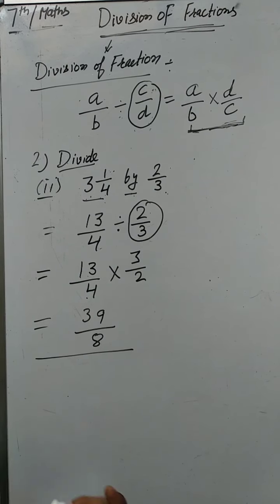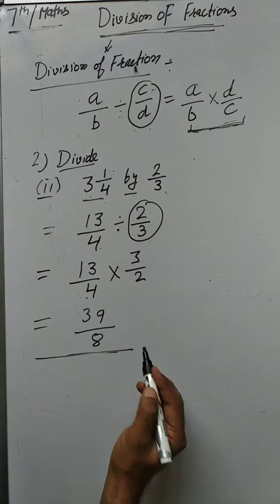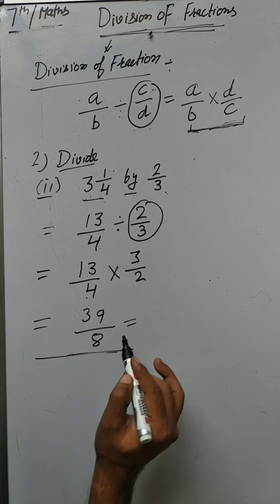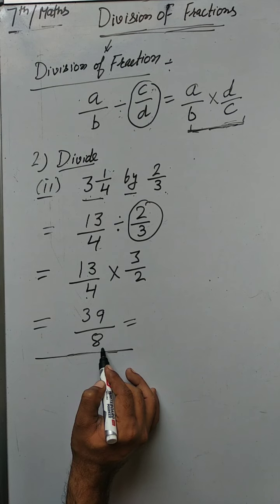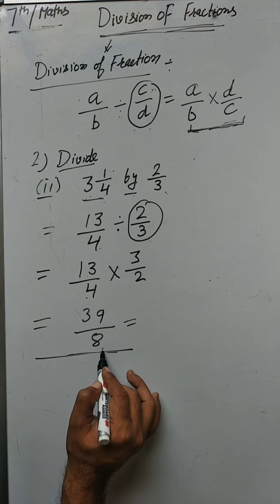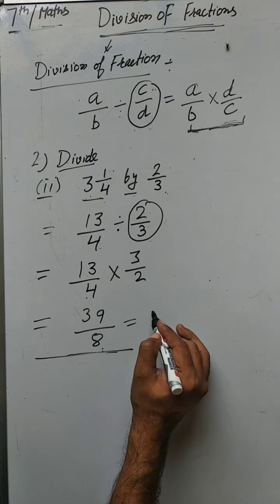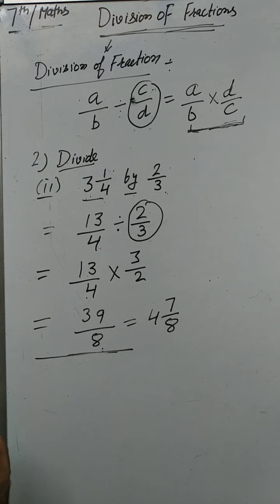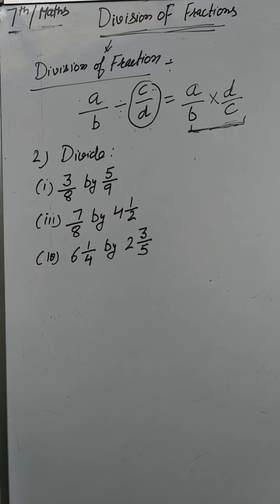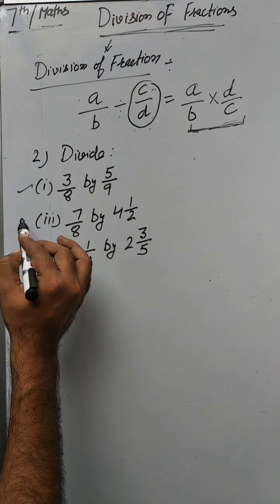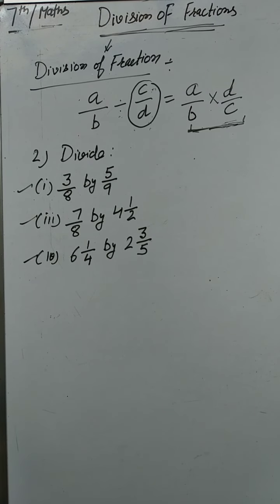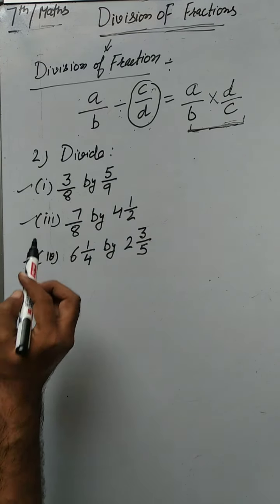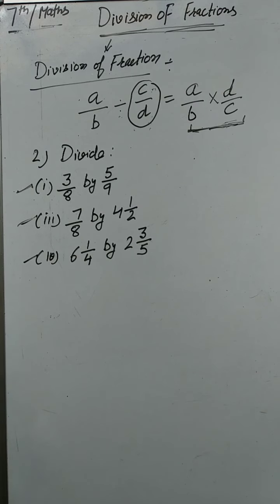Yes beta, you can leave the question here, but if you want to match the answer, then simply change it into a mixed fraction. You know how to change an improper fraction into a mixed fraction. When you change it into a mixed fraction, it becomes 4 and 7 eighths. Understood beta? Yes beta, these are the pending parts of question second: first, third and fourth. The second I have solved for you. You have to try these parts by yourself. Understood beta?